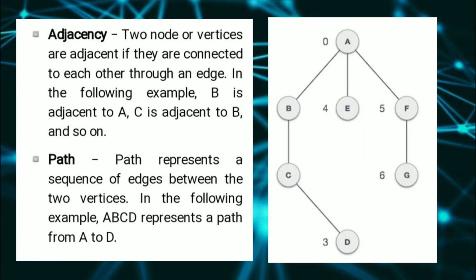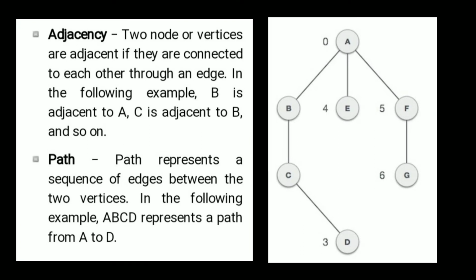And in this image, we can see the adjacency, where two nodes or vertices are adjacent if they are connected to each other through an edge. In the following example, B is adjacent to A, and C is adjacent to B, and so on. And in here, we can see a path that represents a sequence of edges between two vertices. In the following example, ABCD represents a path from A to D.